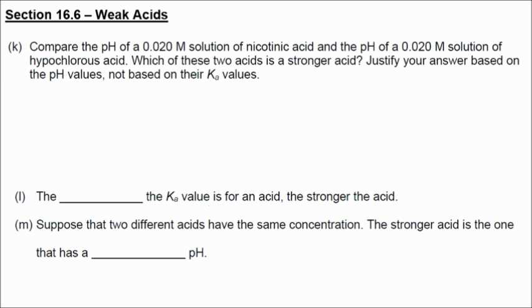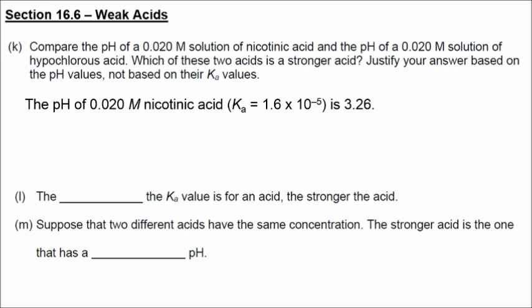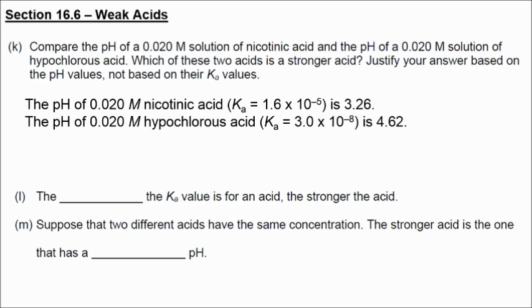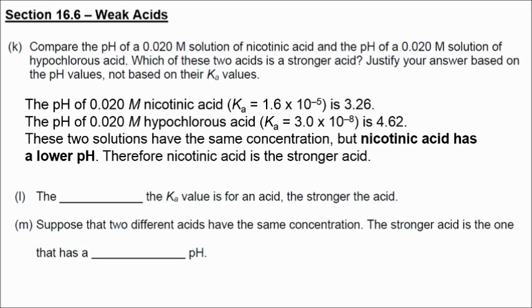All right, let's move on to part K, in which we have to compare the pH of these two solutions, nicotinic acid and hypochlorous acid. Which one was stronger? It says justify your answer not based on the Ka values, but based on the pH values. The nicotinic acid had a pH of 3.26, the hypochlorous acid had a pH of 4.62, and they were both 0.02 moles per liter. So whichever acid has a lower pH is going to be the stronger acid. The larger the Ka value is for an acid, the stronger the acid. But if two different acids have the same concentration, the stronger acid is the one that has a lower pH.